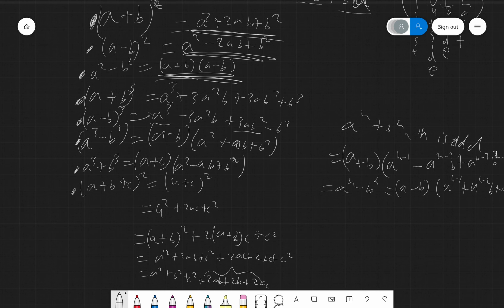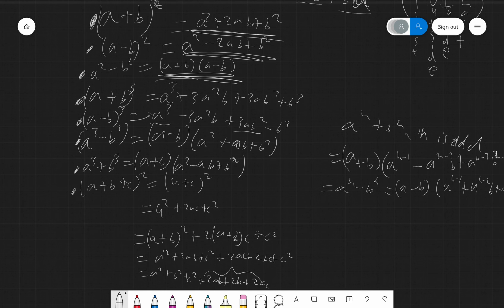If you had a plus b plus c plus d whole squared, that's going to be a squared plus b squared plus c squared plus 2ab plus 2ac plus 2ad plus 2bc plus 2bd plus 2cd, I think. Every combination of 2 again. Now you might think that that's always the case.